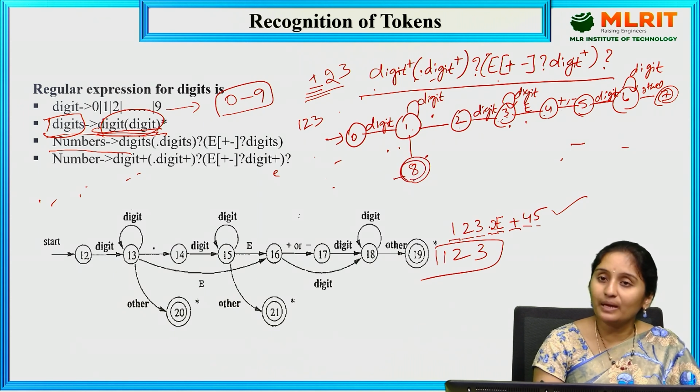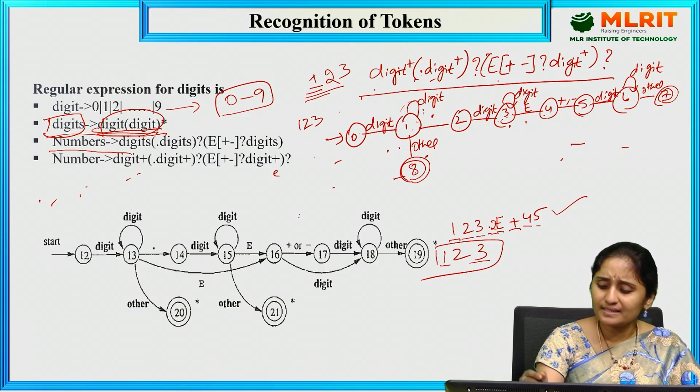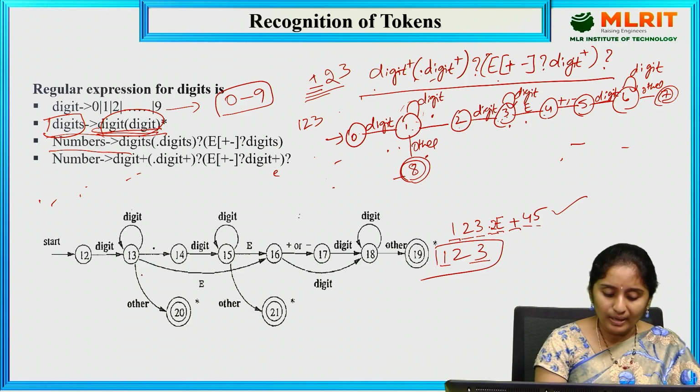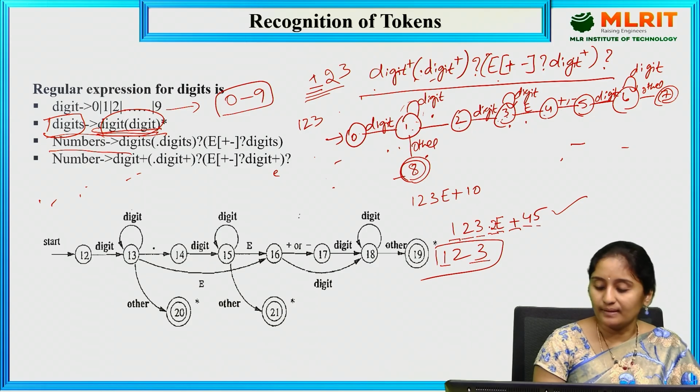Now if I keep 8 as my final state, see here, 1 digit it reads and 2 is there, it reads the self loop, and the next 3 also goes through the self loop and it comes over here. That is nothing but, let me write here, other, and it is coming to the final state. So it accepts 123. Let me take here one more, 123 E plus 10.